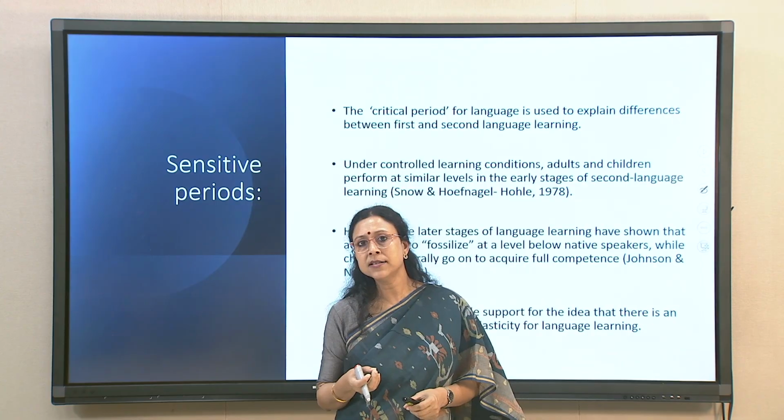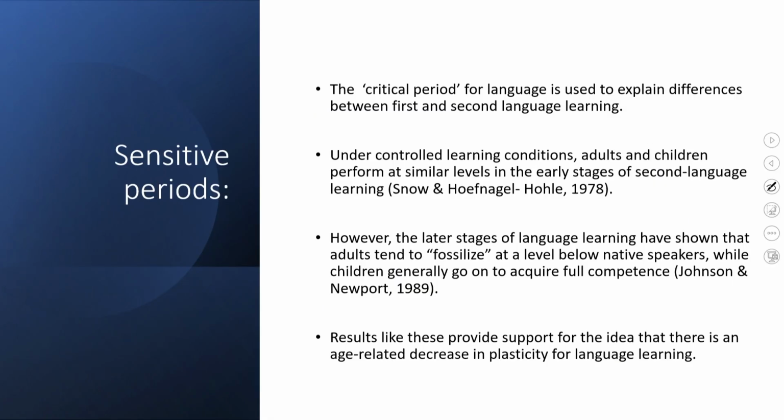And last but not the least, the sensitive period. So, the critical period for language is used very often to distinguish between child language acquisition and second language acquisition or adult language acquisition. So, the idea of critical period is very crucial there, as we all know. Under controlled learning conditions, adults and children, it has been found, this is a very old study '78 and a very influential one, where they showed that adults and children under controlled conditions in the beginning perform at a similar level in the early stages of second language acquisition. However, later stages of language learning may show differences.